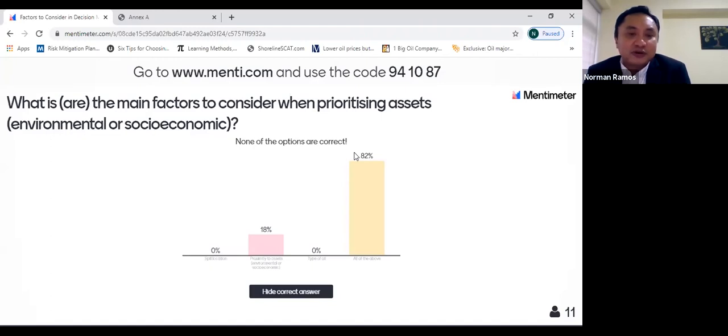Is it hydrocarbon or is it a crude oil? Is it a very viscous oil or is it a processed hydrocarbon? So these are all of the things that need to be considered. But again, the list is not exhaustive. The answer to this, again, is all of the above. All of this must be considered when you are prioritizing your assets.